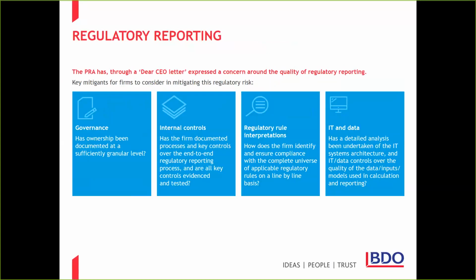What we have seen, and what is key for firms to mitigate this risk, is to make sure that you have the right governance. That's one of the boxes you see in the slide here. So have you documented your regulatory reporting at a sufficiently granular level, and not just the people producing it, but the people that are reviewing and challenging it as well? How does that governance model work in your target operating model, and what kind of internal controls do you have?